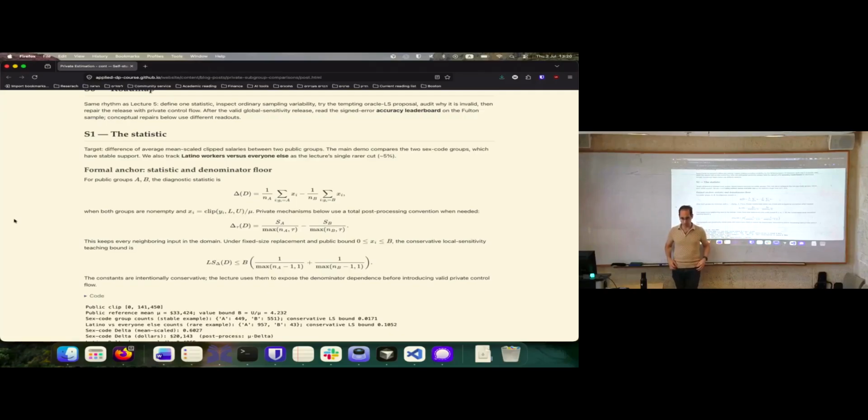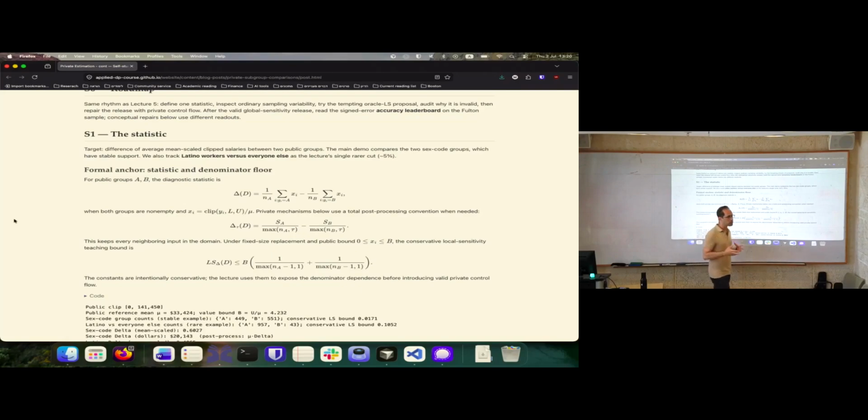So just to be sure, because I haven't formally defined what I mean by local sensitivity. Local sensitivity is for a specific data set. What is the worst case that can happen by changing one element, adding, removing, subtracting? And global sensitivity is for any neighboring data sets.